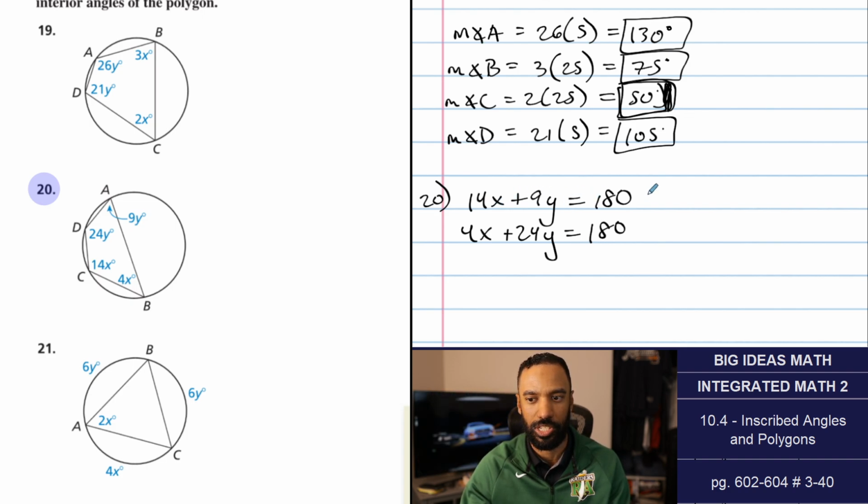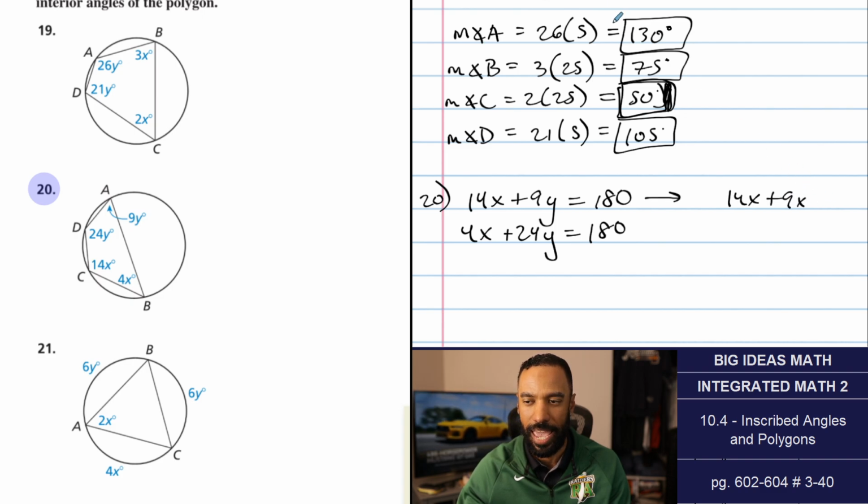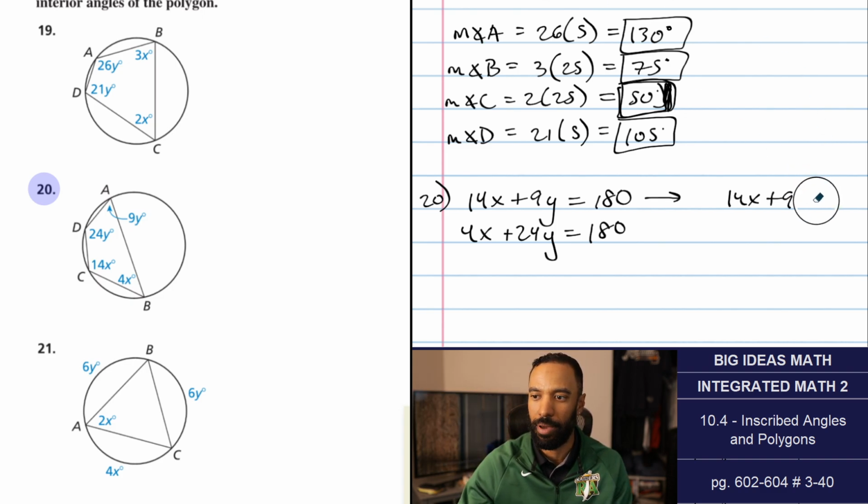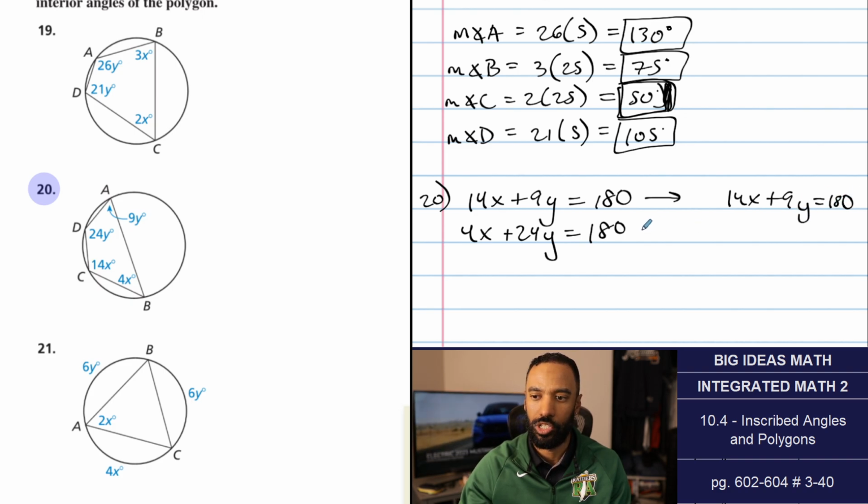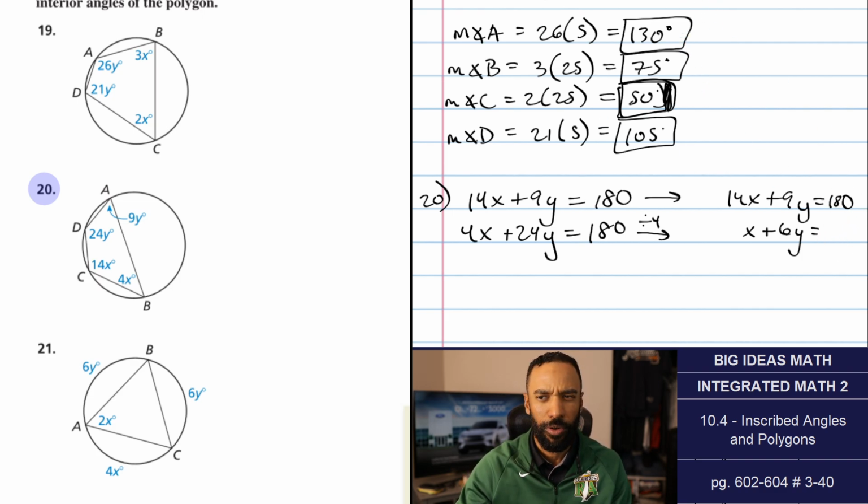This one can't really simplify, so I'm just going to rewrite what's there. The other one can. We can divide everything by 4, actually. So I'm going to go ahead and do that, divided by 4, and we'll get 1x plus 6y equals, not 180, 45? I think it's 180 divided by 4 like that.